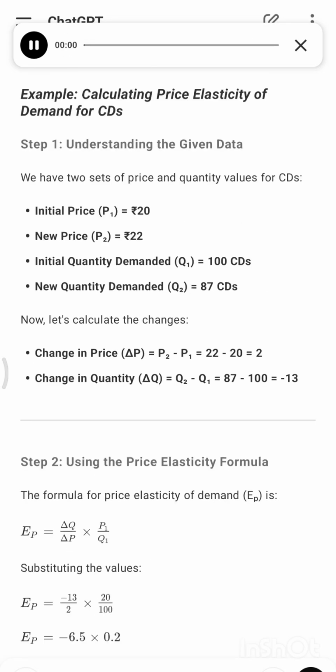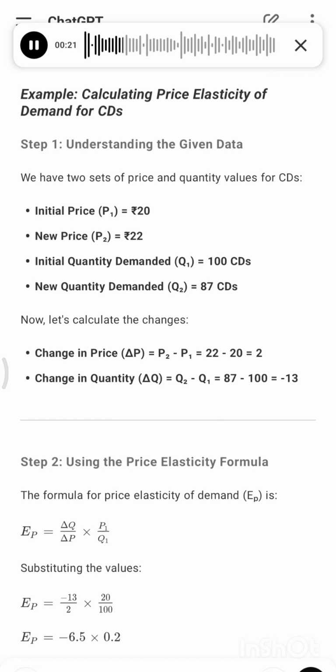Example: calculating price elasticity of demand for CDs. Step 1. Understanding the given data. We have two sets of price and quantity values for CDs. Initial price, P1, equals 20. New price, P2, equals 22. Initial quantity demanded, Q1, equals 100 CDs. New quantity demanded, Q2, equals 87 CDs.